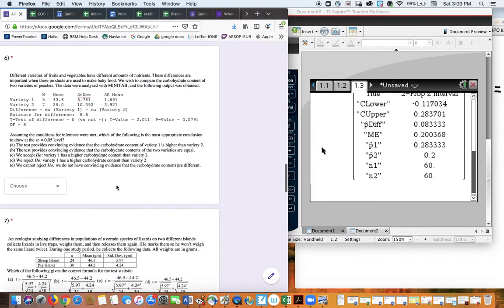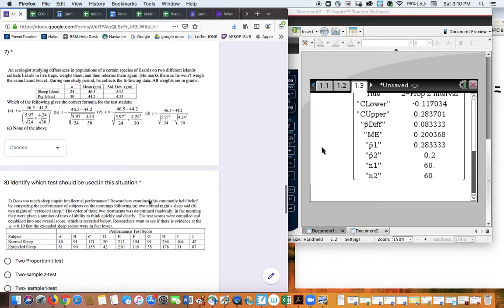Number 6, what would our conclusion be? Our alpha is 0.05. Here's the p-value. I don't even need to use my calculator because they gave us the p-value. Compare that p-value to the alpha. This p-value is greater than alpha, so we would fail to reject the null, and that means we do not have enough evidence for the alternative. So we have to look for the option that says something about failing to reject the null and not having enough evidence. And that's what E is saying. We cannot reject the null. We do not have enough evidence that the carbohydrate contents are different. So E is correct.